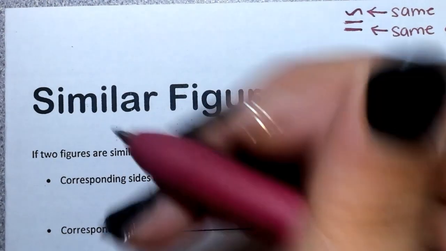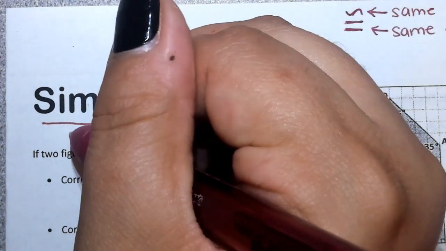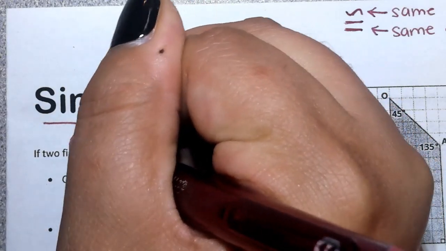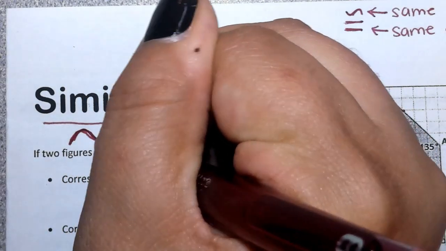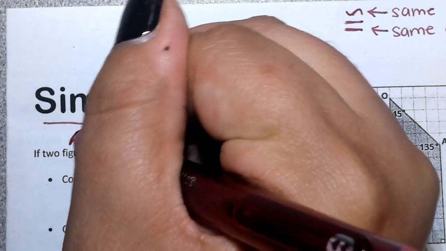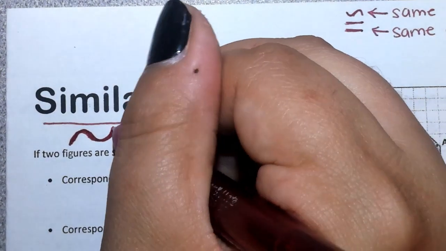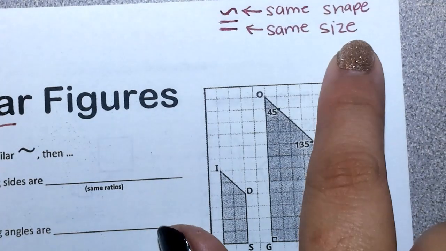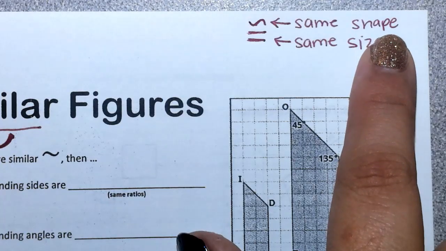Similar just means same size. So it is just the tilde by itself. No, I'm sorry, I lied to you. Same shape. And that's why whenever you have equal signs, what size is it? The same size. The tilde is the same shape. So, same size. The tilde means same shape.